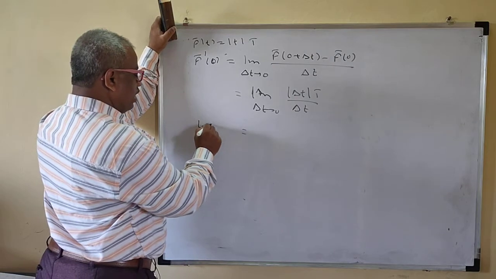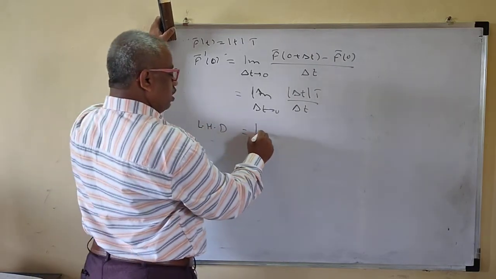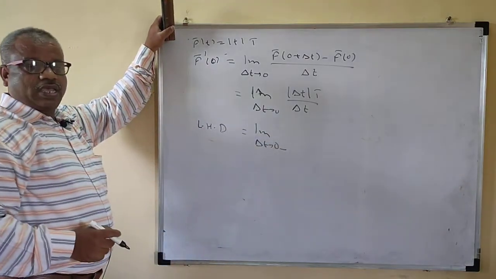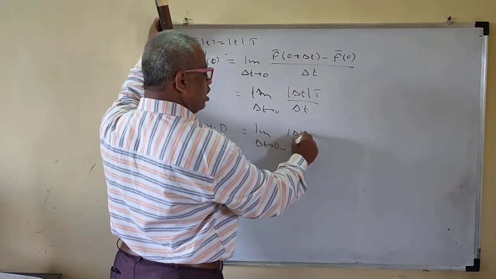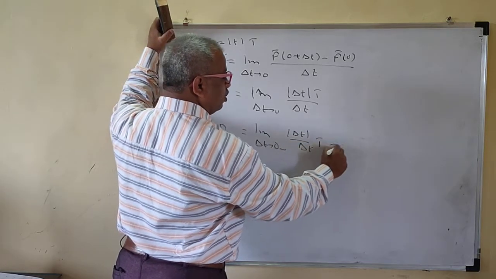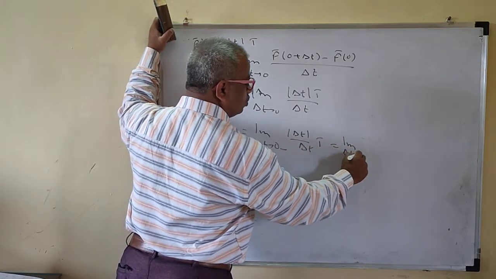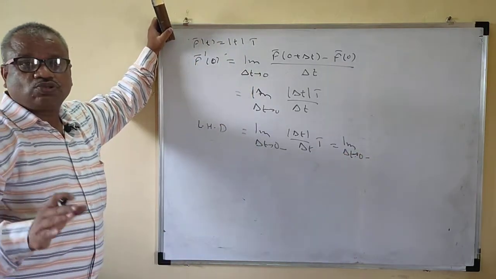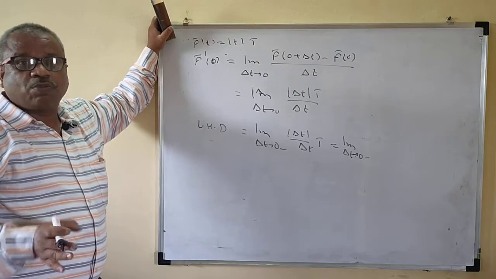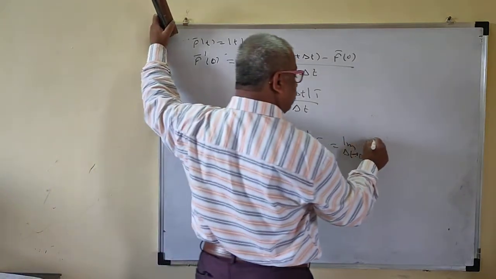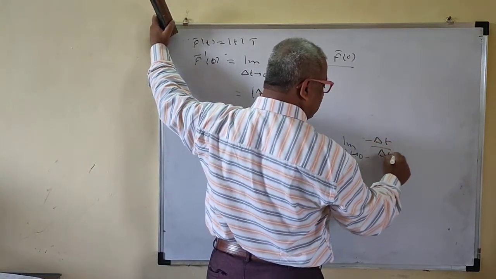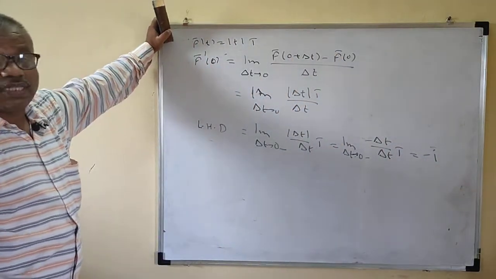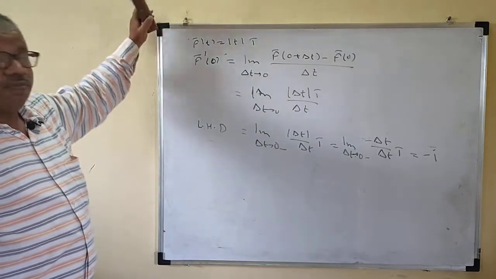So left hand derivative: limit delta t tends to 0 minus of mod of delta t upon delta t i bar. Delta t tends to 0 minus means delta t is negative, and mod of a negative number is minus of that number. So minus delta t upon delta t i bar gives minus i bar. That means the left derivative at t equal to 0 is minus i bar.